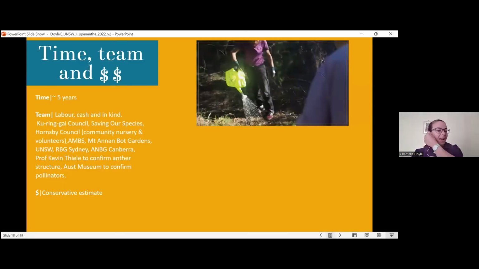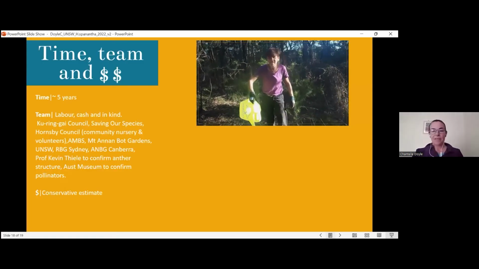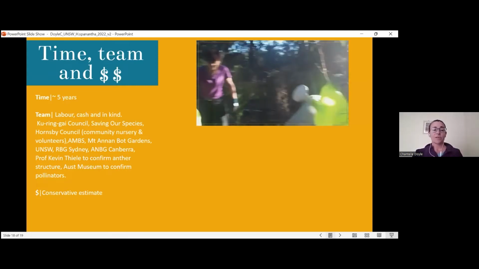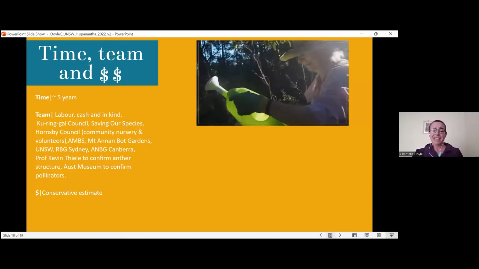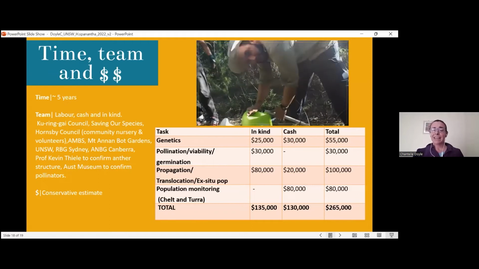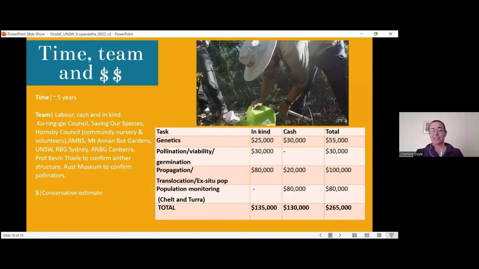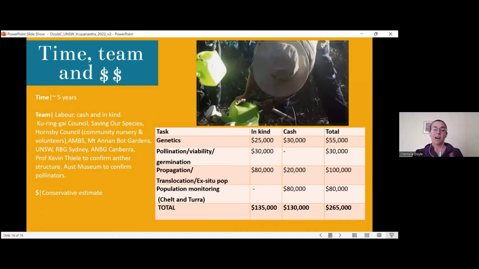My kind of takeaway logistically was this took around 5 years to get this information. It involved a whole lot of collaboration, and conservatively, it cost over $200,000, $265,000, half of which at least was in kind. That doesn't include all of my PhD time either.